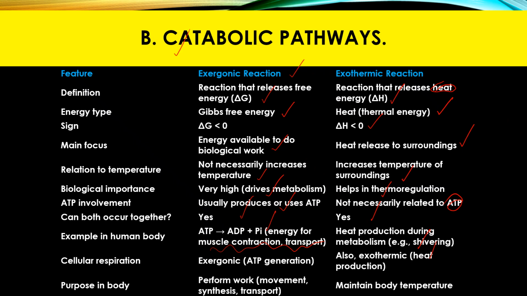Cellular respiration is exergonic, as it generates ATP, and it is also exothermic, as it produces heat. The purpose is for the body to perform work, movement, senses, and transport, and also thermoregulation, that means the maintenance of body temperature.